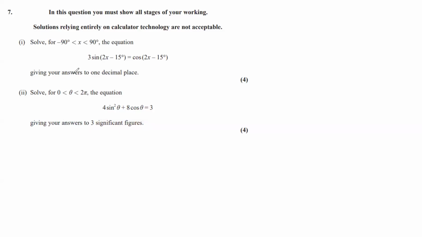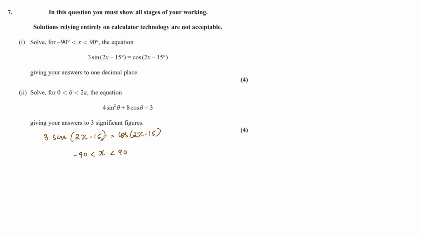Solve for x greater than minus 90 and x less than 90 the equation 3 sine 2x minus 15 is equal to cos 2x minus 15. Now, for x, the interval is given as x greater than minus 90 and x less than 90.